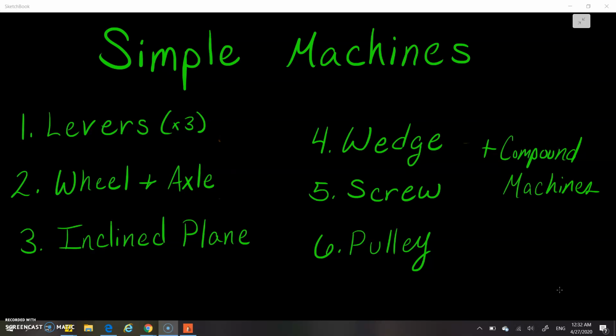Today we are talking about simple machines, split into a few different parts just to make sure we cover all of our bases. When we are looking at simple machines, there are 6 different things that we can look at. We can look at levers, a wheel and axle, an inclined plane, a wedge, a screw, and a pulley. At the end of all of this, we'll also briefly talk about what a compound machine is. So let's go ahead and jump right into everything.